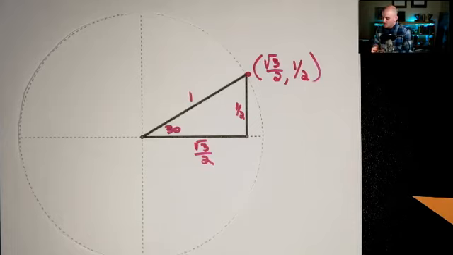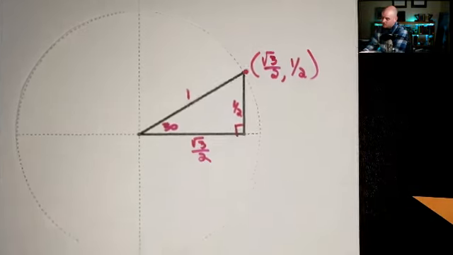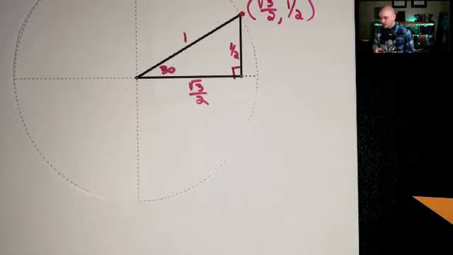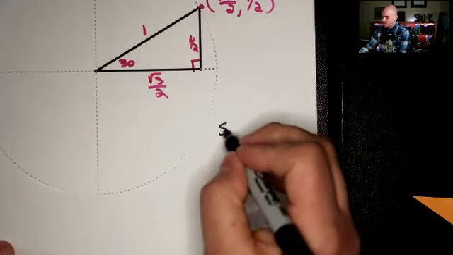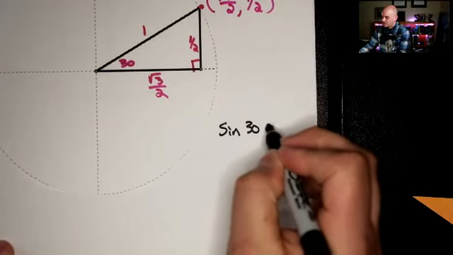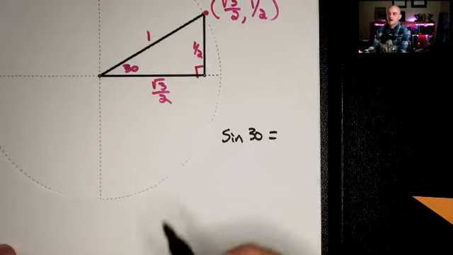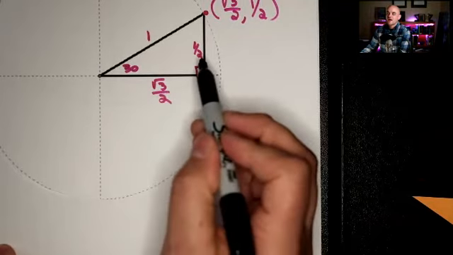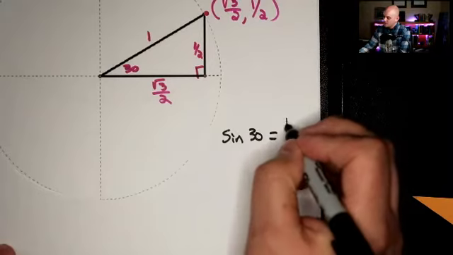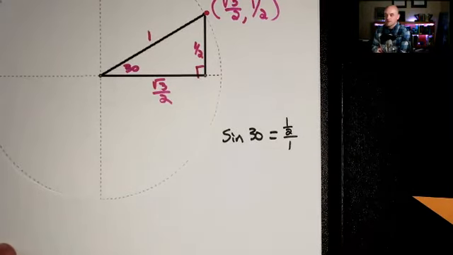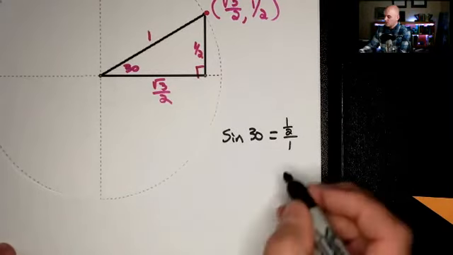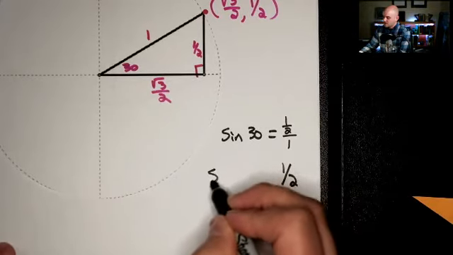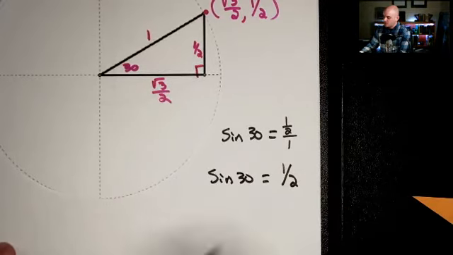I want to remind you that this is a right triangle, so we can apply right triangle trigonometry to it. And I just want you to figure out the sine of 30 based on that triangle right there. So if you've paused the video and given that a try, let's look at it without a calculator. The sine of 30 degrees is equal to the opposite over the hypotenuse. The opposite side is 1/2 and the hypotenuse is 1. So 1/2 over 1 is 1/2. So the sine of 30 is equal to 1/2.